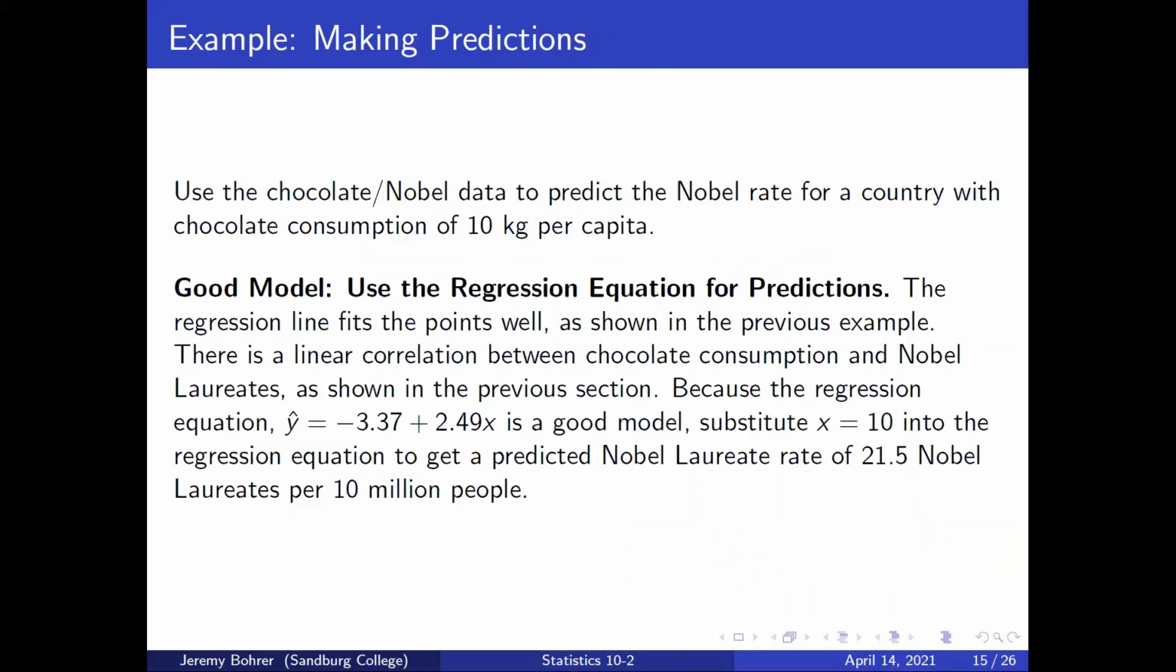Use the chocolate Nobel data to predict the Nobel rate for a country with a chocolate consumption of 10 kilograms per capita. The regression line fits the points well, as shown in the previous example. There is a linear correlation between chocolate consumption and Nobel laureates, as shown in the previous section. Because the regression equation y hat equals negative 3.37 plus 2.49x is a good model, substitute x equals 10 into the regression equation to get a predicted Nobel laureate rate of 21.5 Nobel laureates per 10 million people.